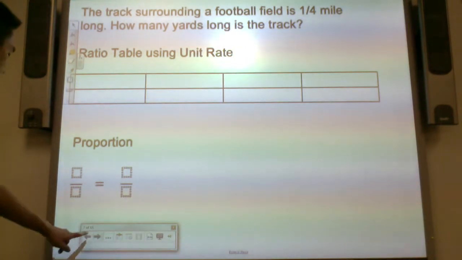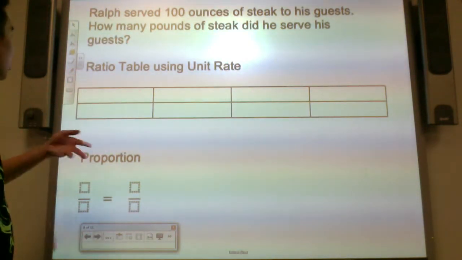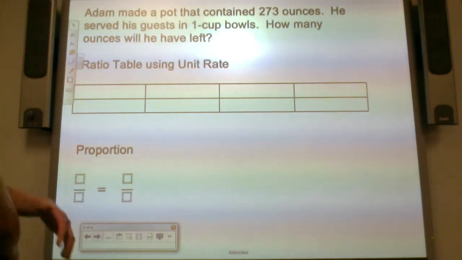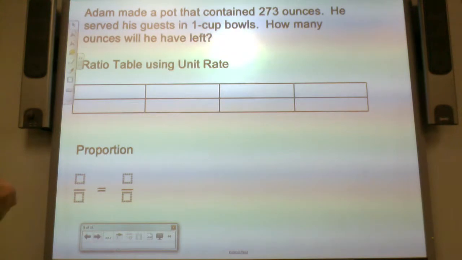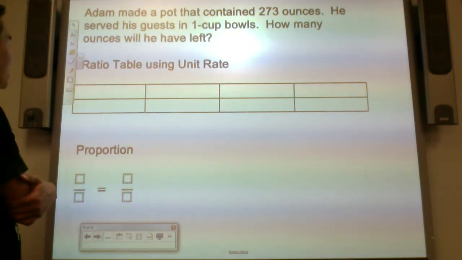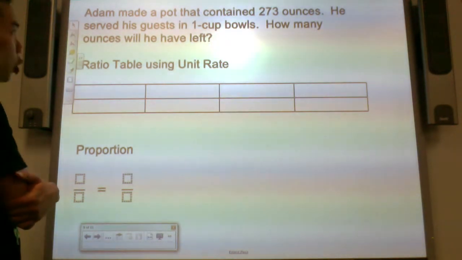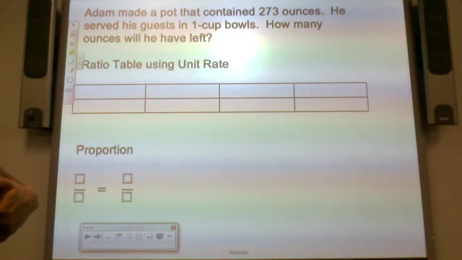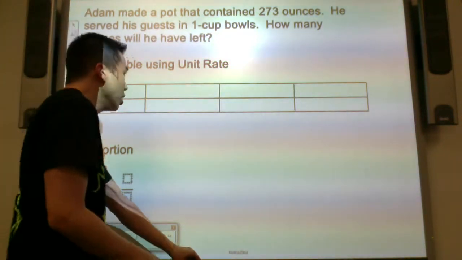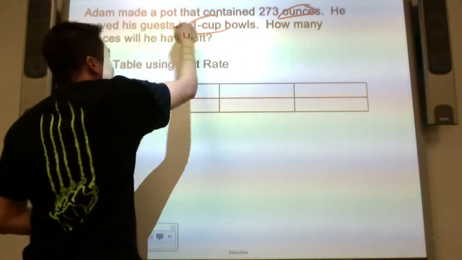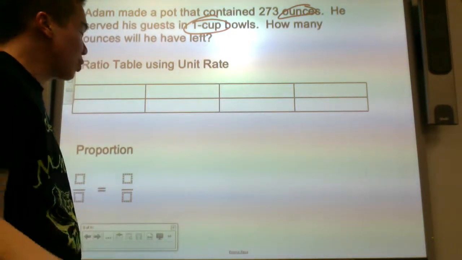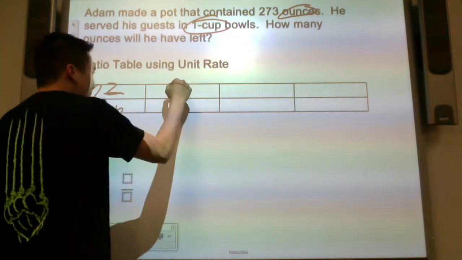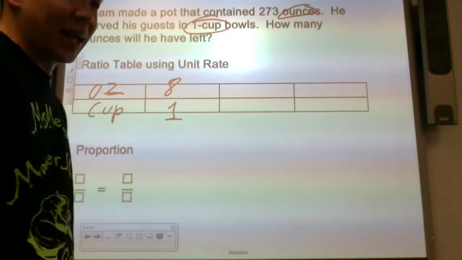All right, I'm just going to do this question right now. This one right here. Adam made a pot that contained 273 ounces. He served his guests in 1-cup bowls. How many ounces will he have left over? From what I could tell, the units are ounces and cups. Looking at your mathematics reference chart, what does it say? It says 8 ounces make 1 cup.